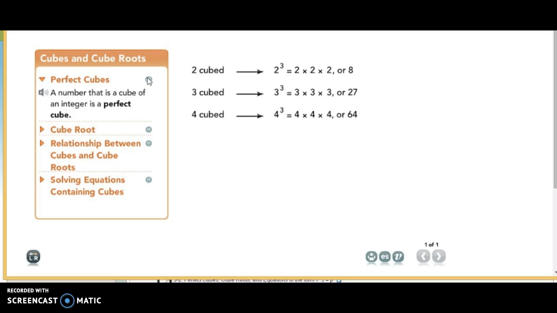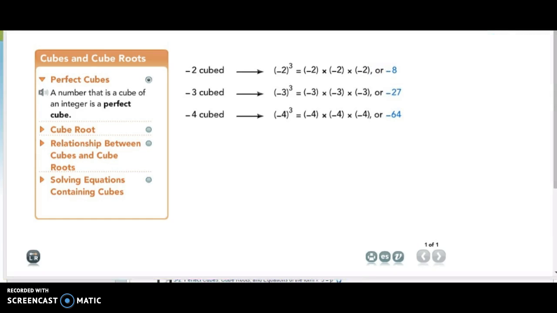Okay, so we talked about yesterday that with a perfect square, if we threw in a negative sign, it would still come out to be the same. So let's look at negative 2 cubed. We're going to do negative 2 times negative 2, and remember, that equals a positive 4. And then times a negative 2 is going to equal a negative 8.